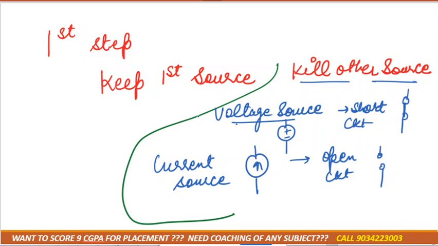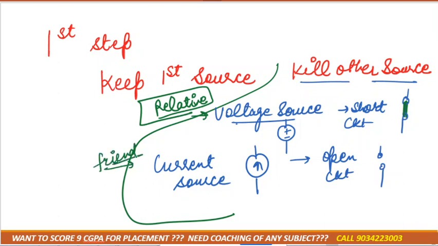See, how can you remember it? You can remember it this way also. A voltage source is just like your relative whom you don't want to come to your house. Whenever you see that relative coming to your house, you will close the door, because you don't like that relative. And whenever you see that your friend is coming to your house, you will open the door, so it would be open circuit.